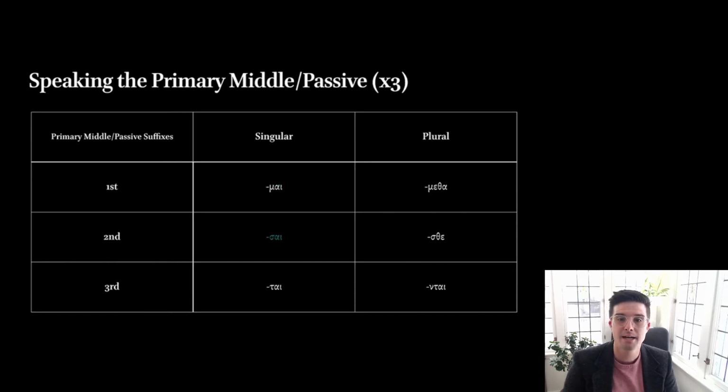We have mai, sai, tai, metha, sthe, ntai. A little bit faster this time. Mai, sai, tai, metha, sthe, ntai. And one more time, even a little bit faster.